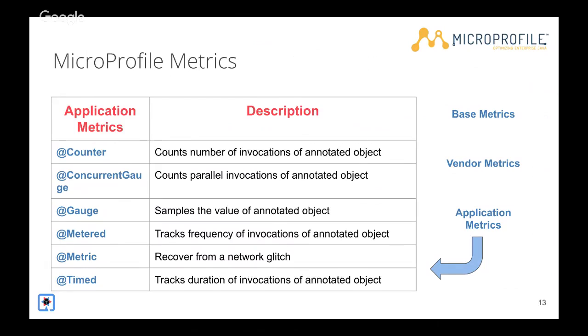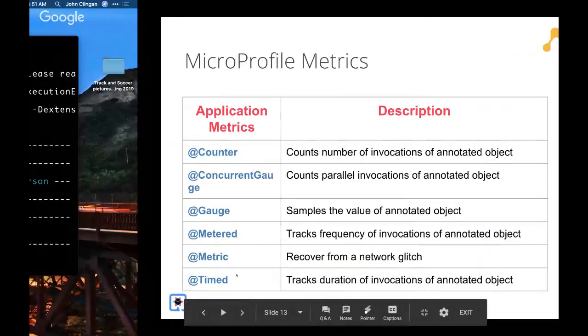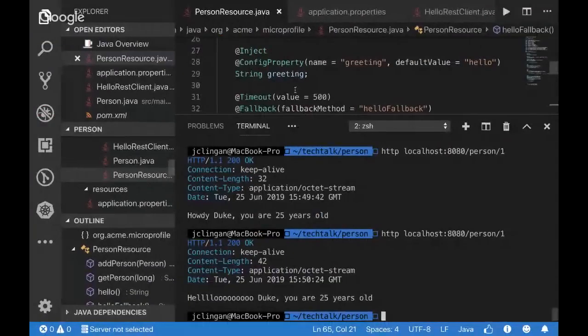But what you get out of the box with metrics is an endpoint, slash metrics, that can be polled by, for example, Prometheus. And with that, you get some base metrics that are required by MicroProfile, things like CPUs and memory available, some vendor-specific metrics if a vendor wants to provide that, and then of course your application metrics. So let's actually try and add a metric in here.